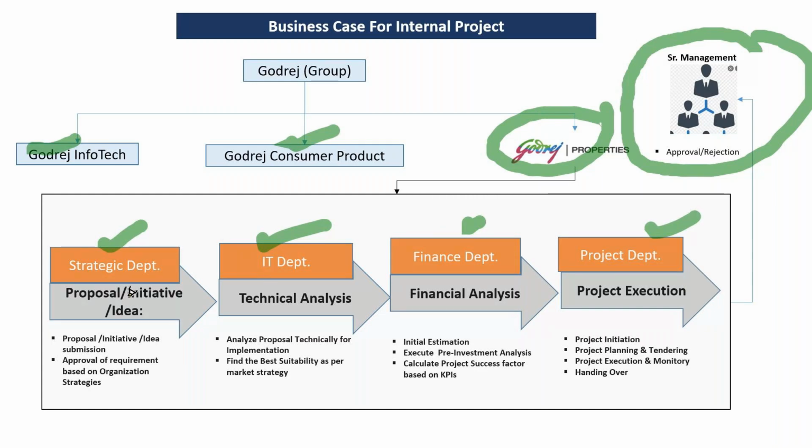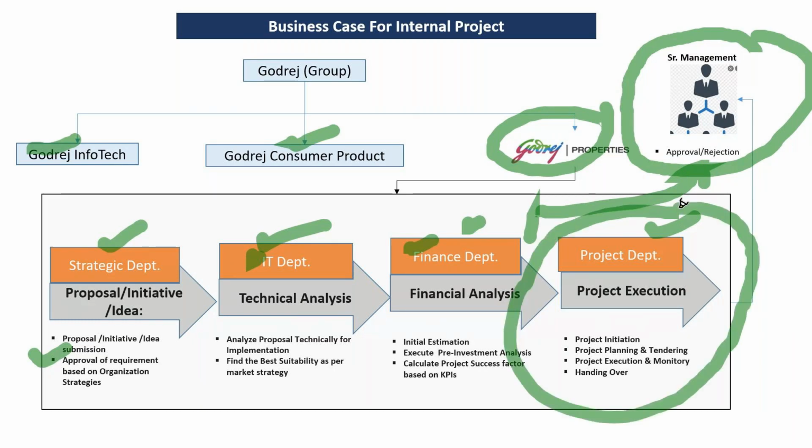So first of all, the proposal is submitted by the strategic department. Then it goes through different analytical steps like proposal, initiative, idea submission, then approval of the requirement based on organization strategies. Then it goes for technical analysis to the IT department, and once that is done, it goes to the finance department for their financial analysis. Once it is approved by all of these, it will go to project execution. But before that, this idea will go to the senior management for approval. Once it is approved, then it will go to the project department for execution.